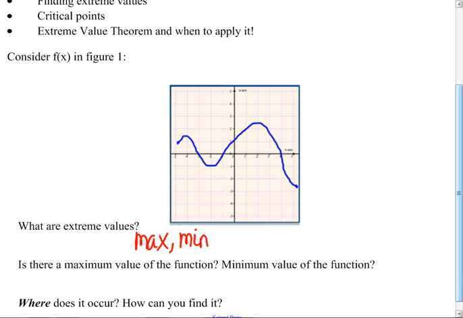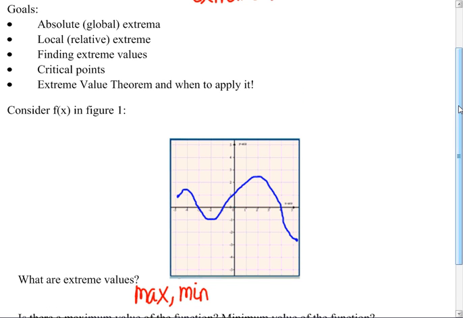So we're going to talk about absolute and local, the difference there. And how do you find extreme values? You did this in pre-calc, but you looked at your graph and did it that way. We're going to use calculus to do this. And what are critical points?